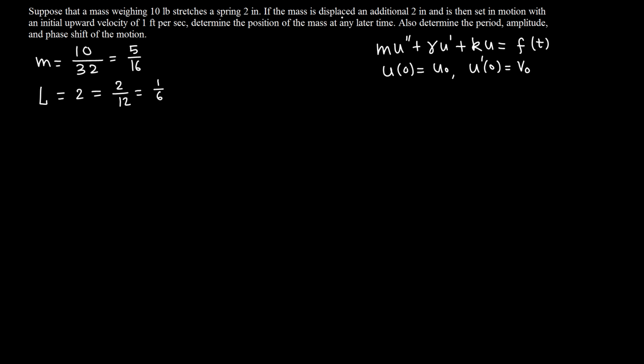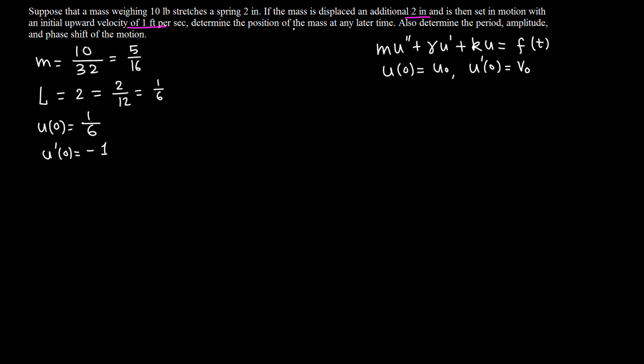We need to convert this into feet, divided by 12, so 1/6 feet. Now if the mass is displaced an additional 2 inches and is then set in motion with an initial upward velocity, so these are initial cases. So this is initial displacement, 2 inches, and initial upward velocity, that's the initial velocity. So u0, initial displacement is 2 inches, and 2 inches is 1/6 feet, and initial upward velocity u prime 0, upward means negative 1 foot per second, just negative 1.